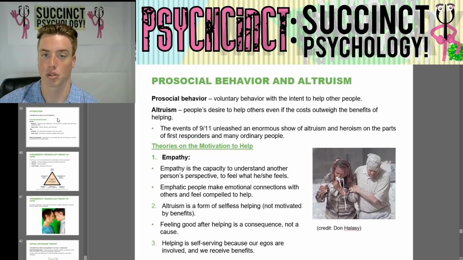Next, we have pro-social behavior and altruism. Pro-social behavior is voluntary behavior with the intent to help other people. Altruism is people's desire to help others even if the costs outweigh the benefits of helping.